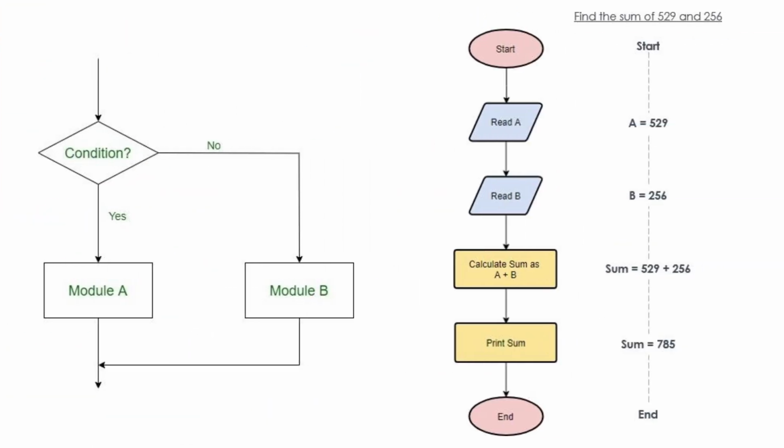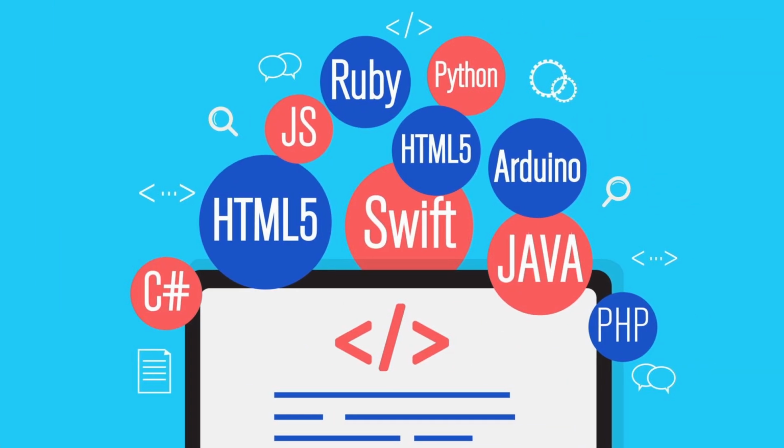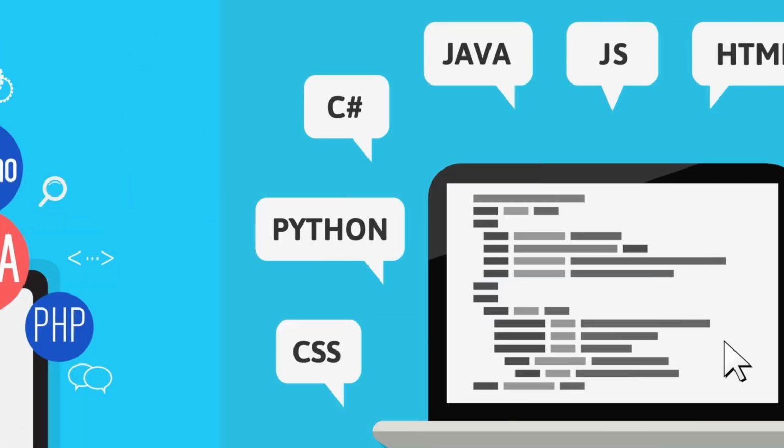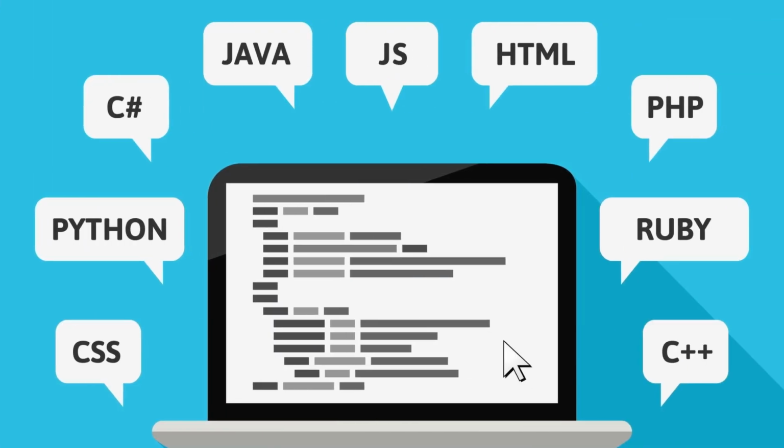Programming is the process of giving instructions to a computer so that it can perform specific tasks. These instructions are written in a language that the computer can understand, called a programming language. Some popular programming languages include Python, Java, and C++.